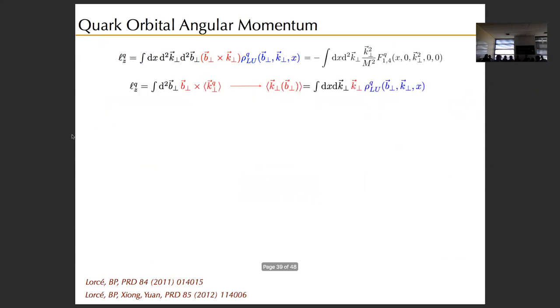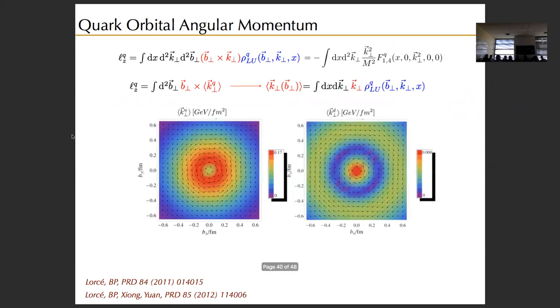So you can rewrite this expression in this way by introducing the average transverse momentum in the coordinate space. Then if you look, for example, in this particular quark model, this kind of picture, positive or negative contribution to the orbital momentum, is model dependent. You have here, in the coordinate space, Bx and By, the average transverse momentum for up and down quark. And each arrow gives you, at each point in the coordinate space, the average transverse momentum of the quark.